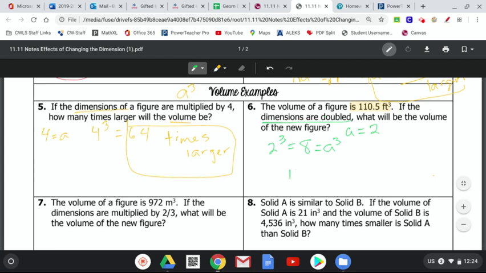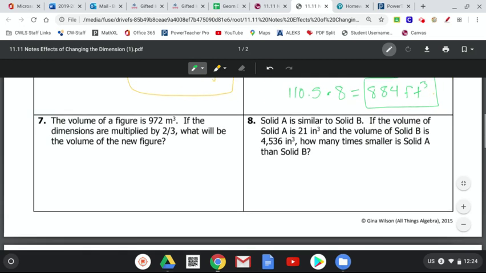So we're going to take that 110.5 and multiply it by 8. And when we do that, that gives us 884 feet cubed. So that is the volume of the new figure. Like I said, since the dimensions are doubled, we know the volume is going to be greater. Is the volume greater? Yes, it is. Our answer makes sense.